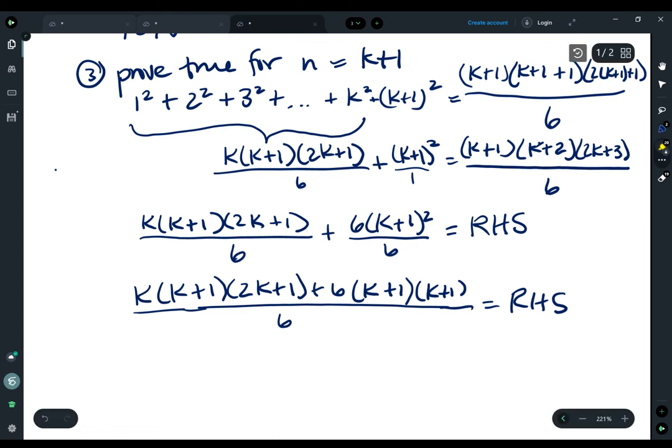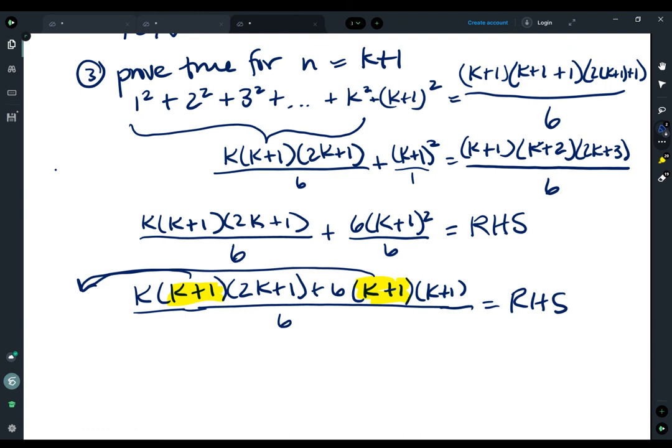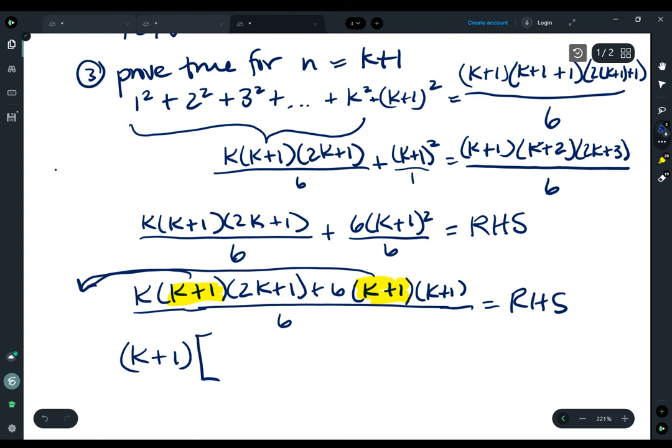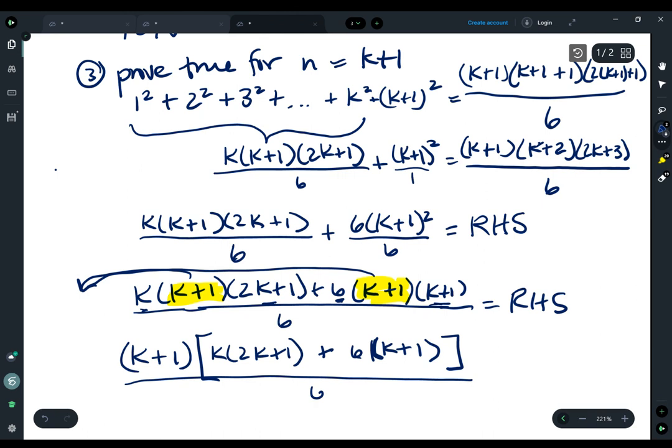So instead, I'm going to look at how there's a k plus 1 here and there's a k plus 1 here. And I'm going to use factor by grouping. I'm basically going to factor those out. They both have it, so it makes a factor of k plus 1 in front of everything. So what I would have left is my k and my 2k plus 1. And then a plus. And then over here I would have left the 6 and the k plus 1. And then, of course, this is all over 6.